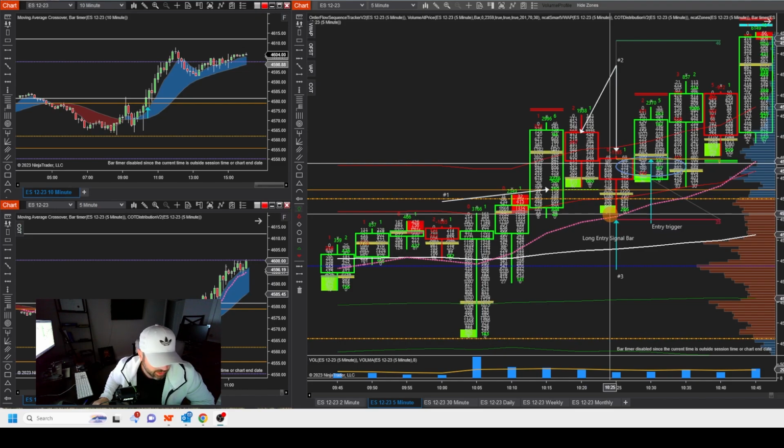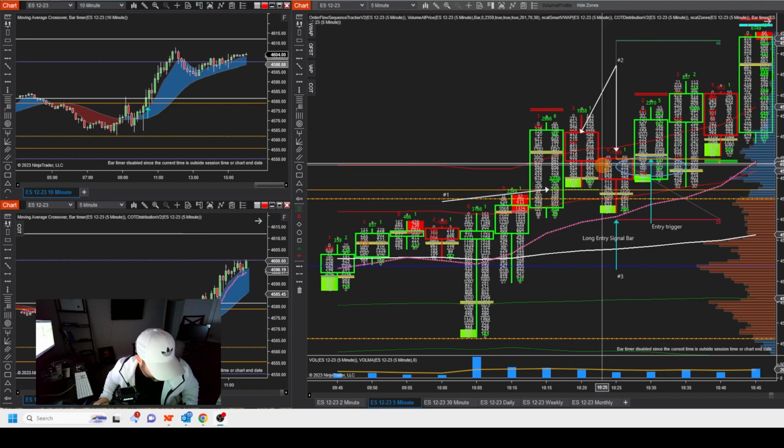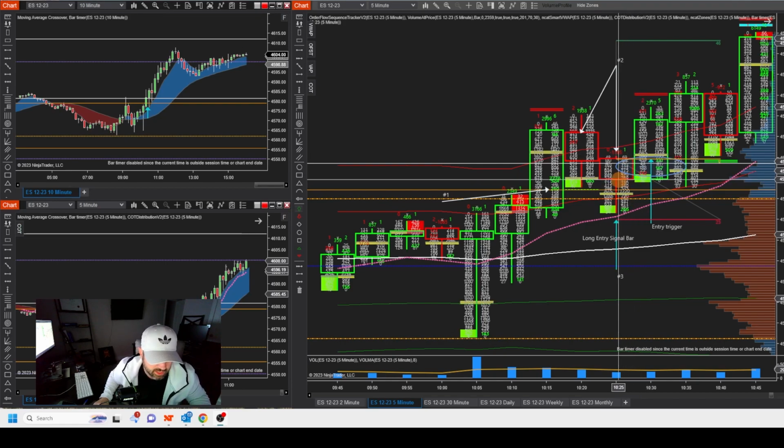Okay, and now we can confirm with a few tools with this EMA cloud here. We're pulling back into a bullish EMA cloud. We crossed the 9 EMA moving average, and then we had a nice key signal bar shed off right here on this 5-minute bar.